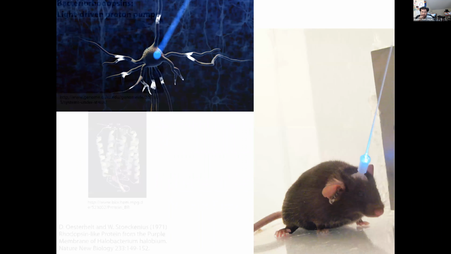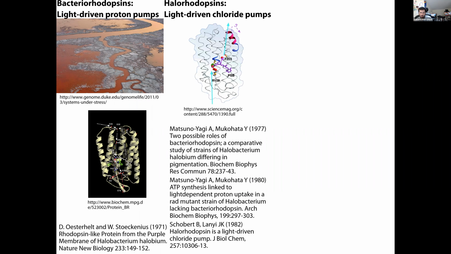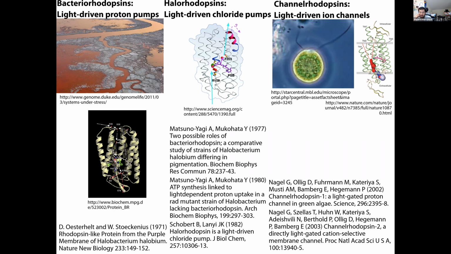Well, I got very fascinated by a class of molecules from the natural world, so-called opsins from microbes. These are 7 transmembrane proteins, such as shown in the lower left, that occur in microbes, such as those that live in salty water, like in the upper left. In 1971, light-driven proton pumps were found. 10 years later, light-driven chloride pumps were found. And around the turn of the millennium, light-driven ion channels were found.